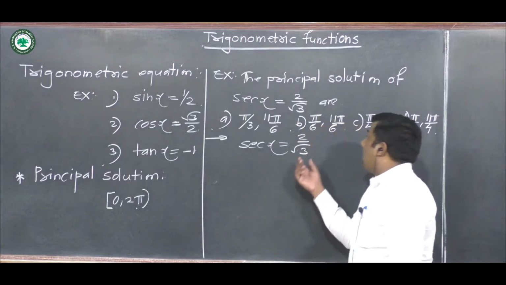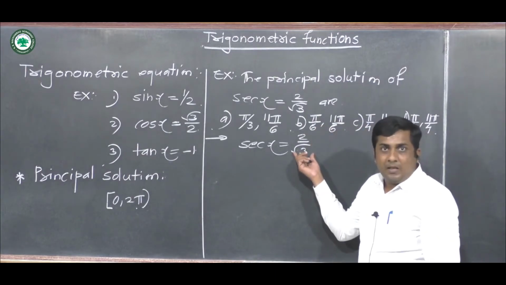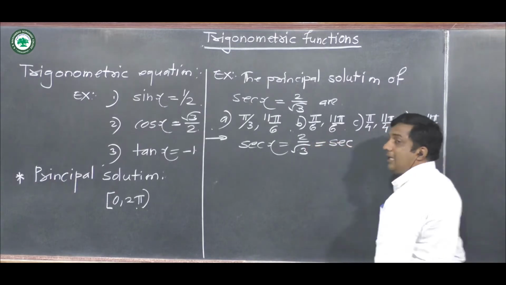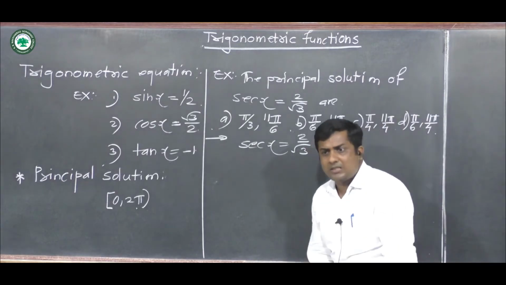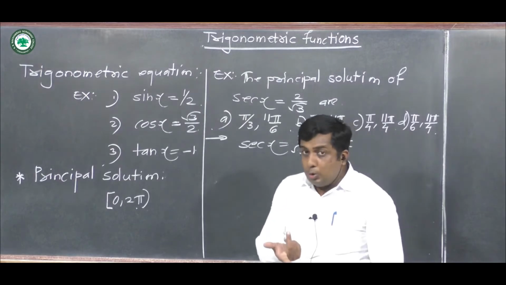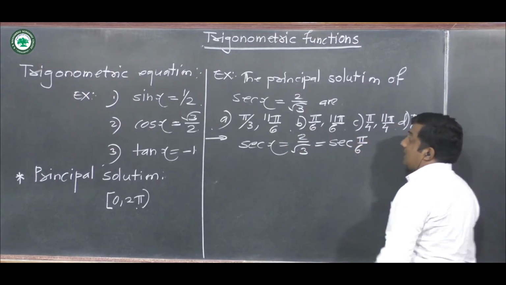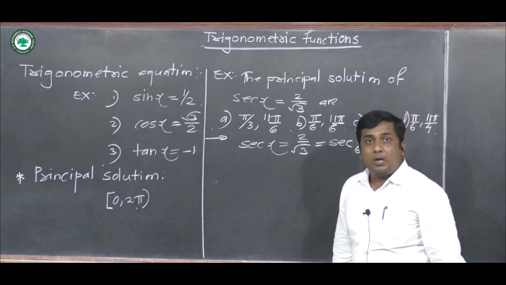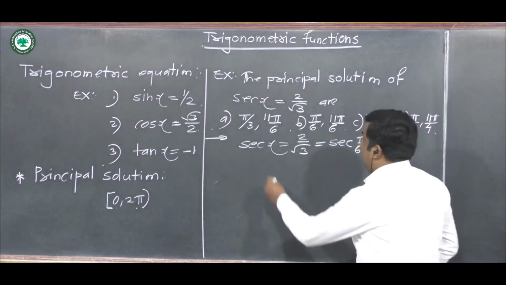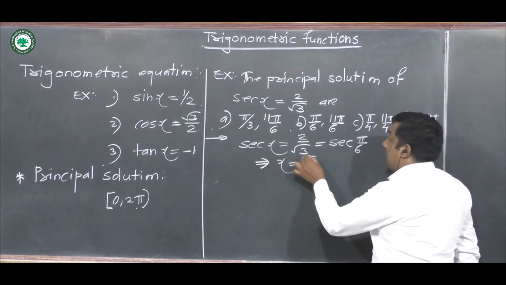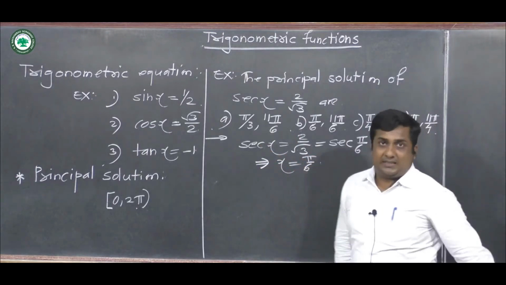Now we know for sec pi by 6. Remember, sec 30 degree. We know cos 30 degree is root 3 upon 2. So sec pi by 6 is also 2 upon root 3. So directly if we compare both sides, we get the value of x, and here x is pi by 6.